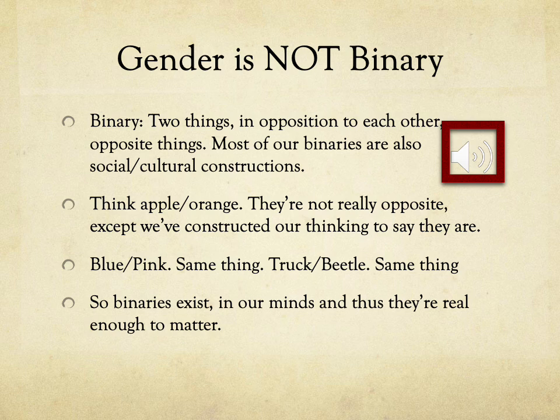And again, binaries are also culturally constructed in the main. It is true that inside and outside are real, actual differences that are opposite, but apple and orange isn't. Apples and oranges aren't really opposites. It's just something we've decided. Why not apple, grapes? Why not grapes, Doritos? Those actually are opposite, except they're all food. Blue, pink, again, cultural construction. Truck, beetle, cultural construction. So some binaries are real, inside outside, and some are cultural constructions.